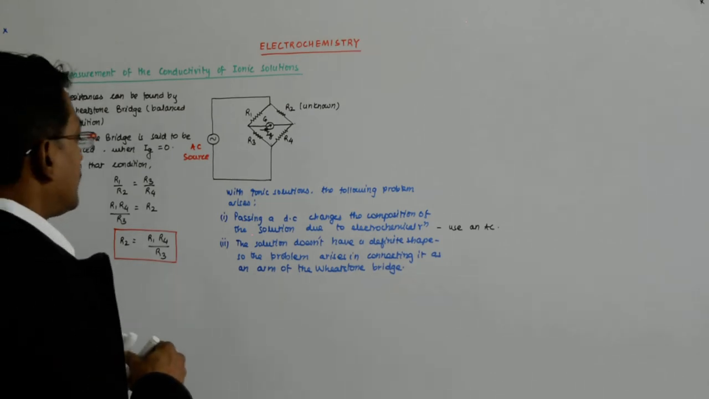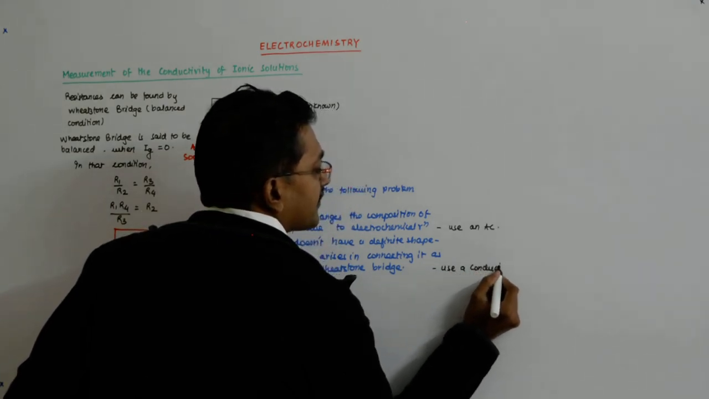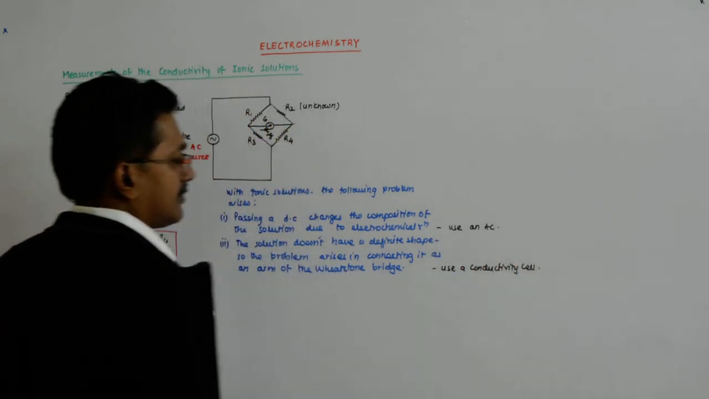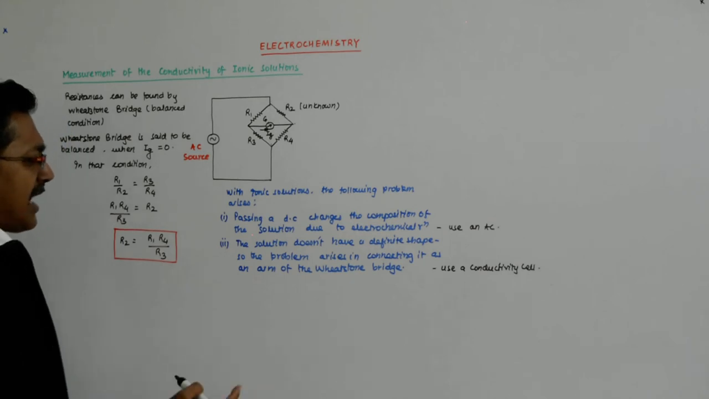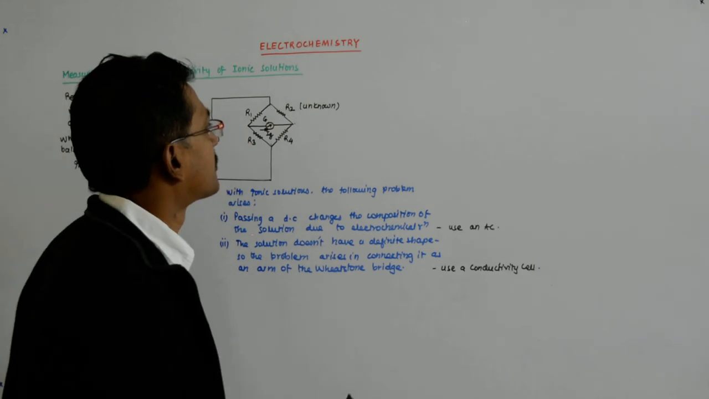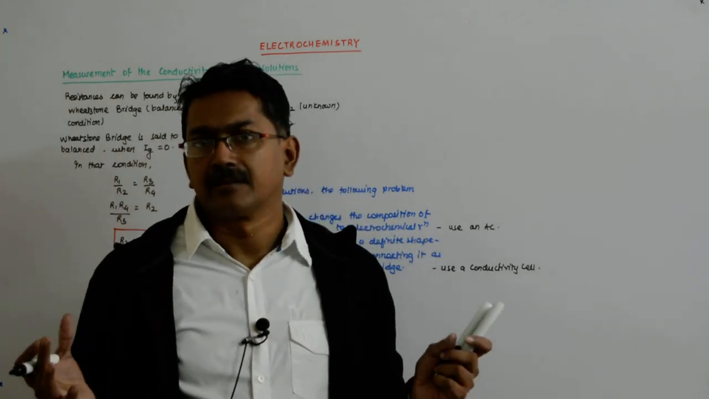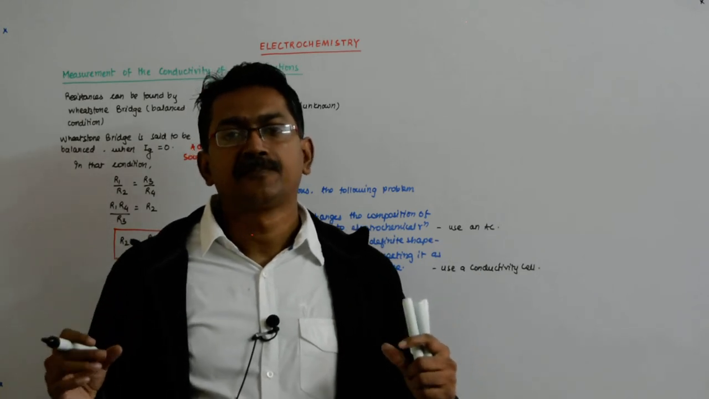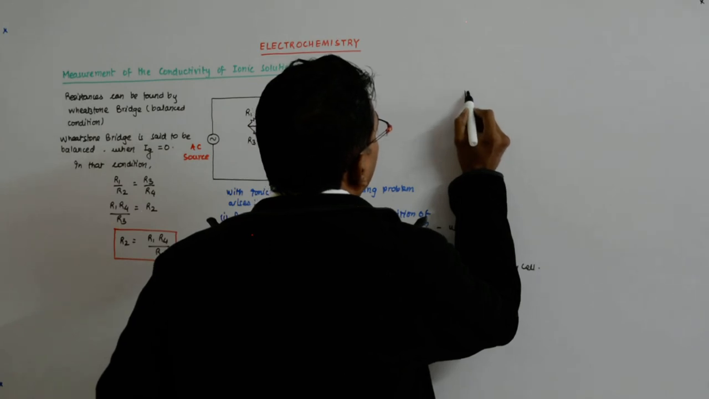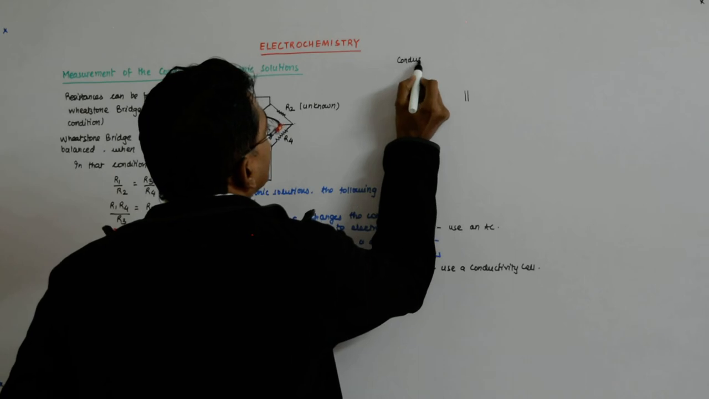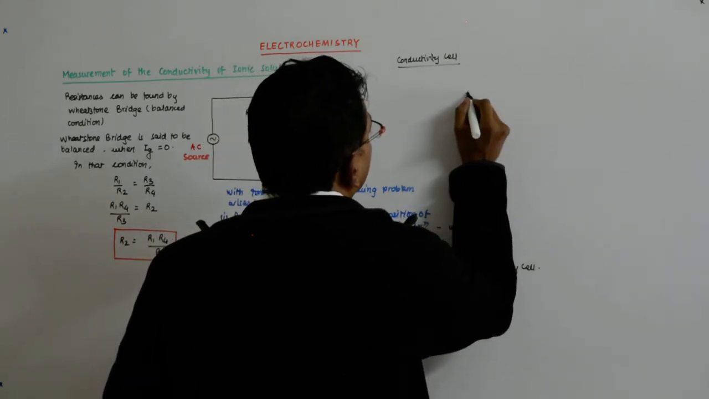The second thing that we do, to overcome this, is we use a conductivity cell. Now, what is a conductivity cell? As it must have struck you, why not confine it within a glass tube or something, right? And apply two electrodes at the end. And that is exactly what we do for this. So we use a conductivity cell, which looks like this.